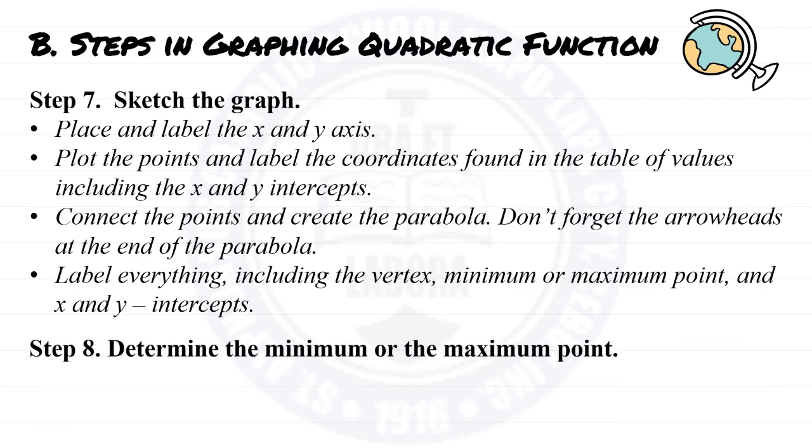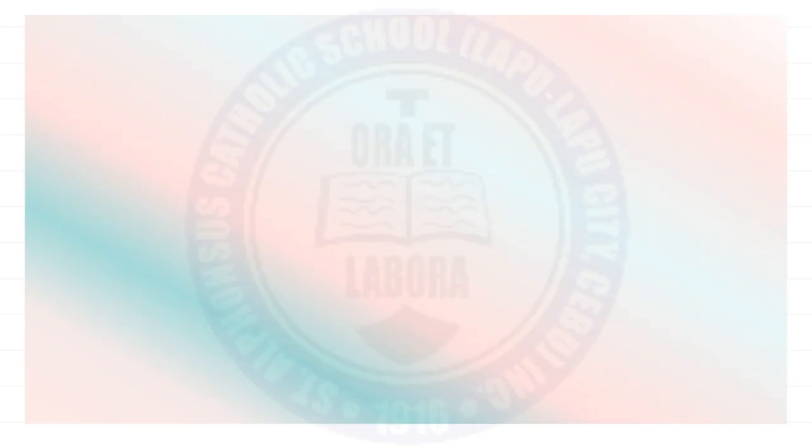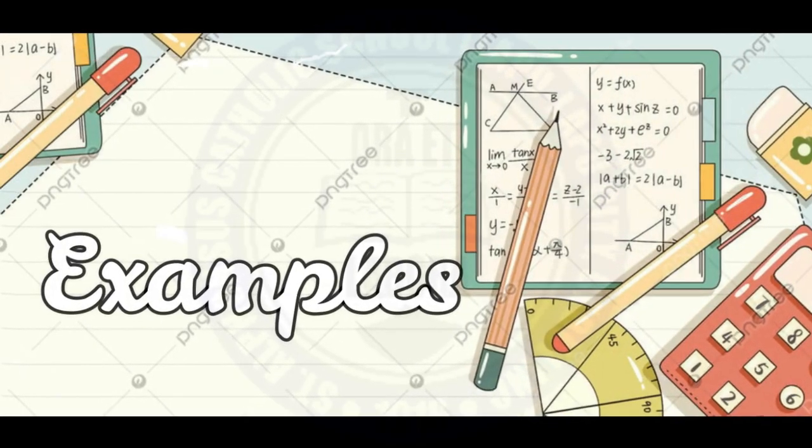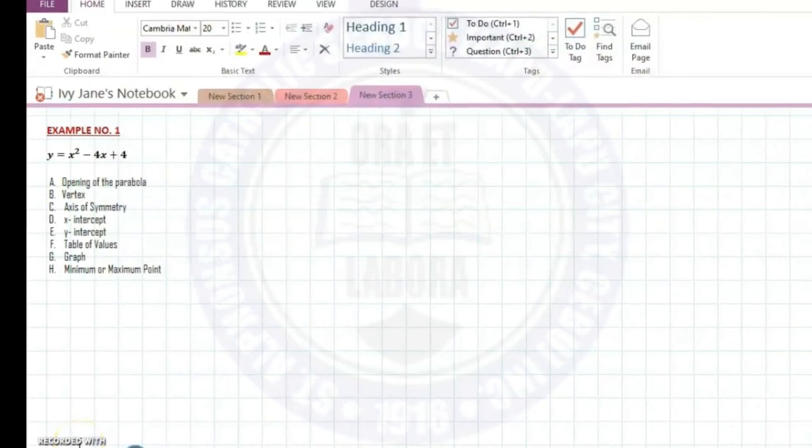Determine the minimum or the maximum point. That would be the last step. The minimum point or the maximum point is the vertex of the parabola. So for you to understand better, class, how to graph a parabola or how to graph the quadratic function, let's proceed to the examples.